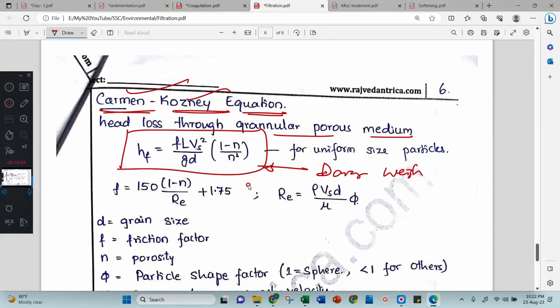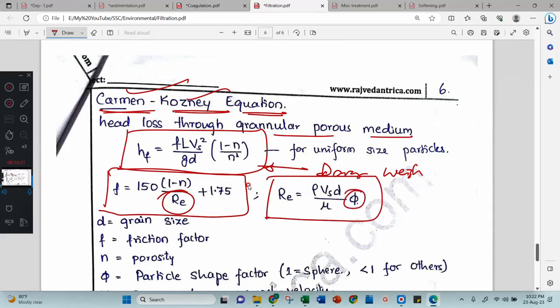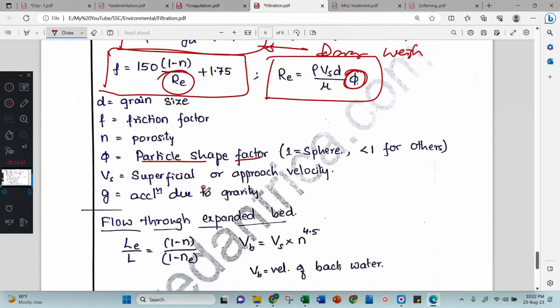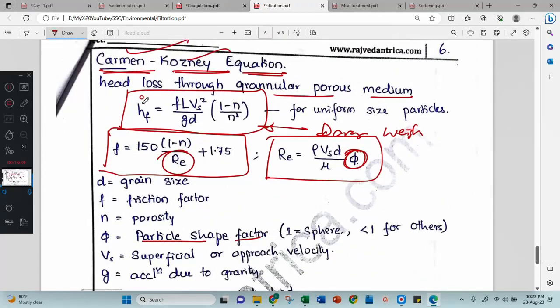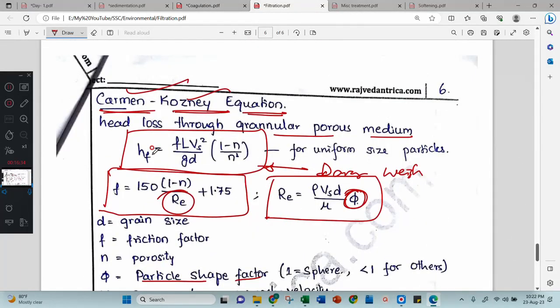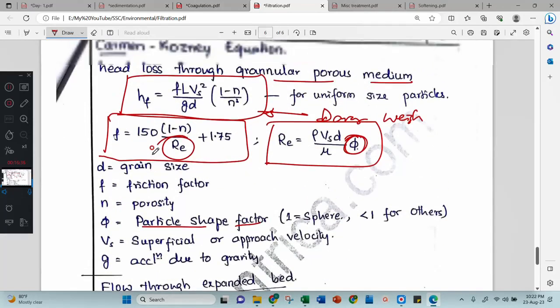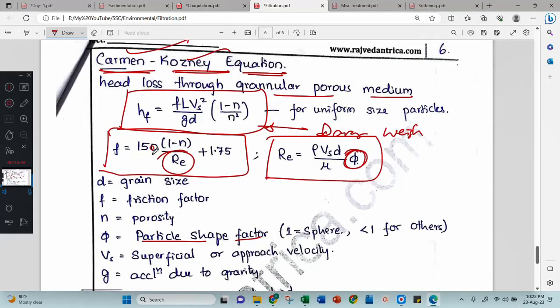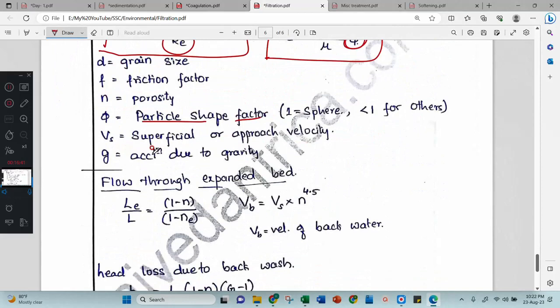Then what is this f here? That is a friction factor. For the friction factor, he has given a big equation where the Reynolds number is also there. In that Reynolds number, you can use this, but the Reynolds number is multiplied with some factor called phi. That is the particle shape factor. Then the usual formula: you will get f and then you will get head loss. Okay, head loss through granular porous media. This is not backwashing, this is filtration only, but through granular media.